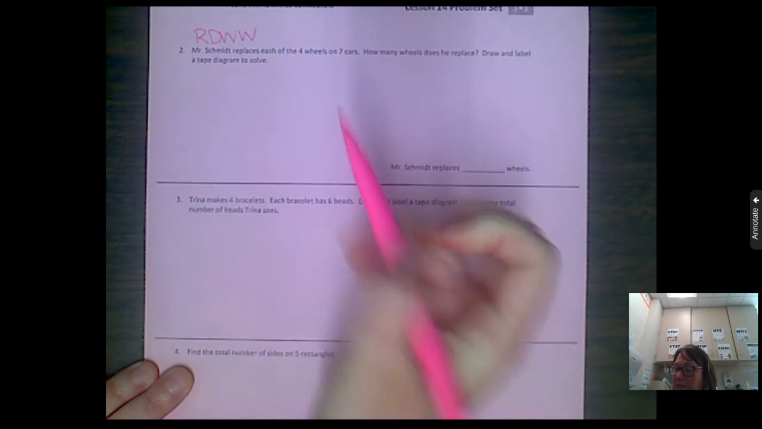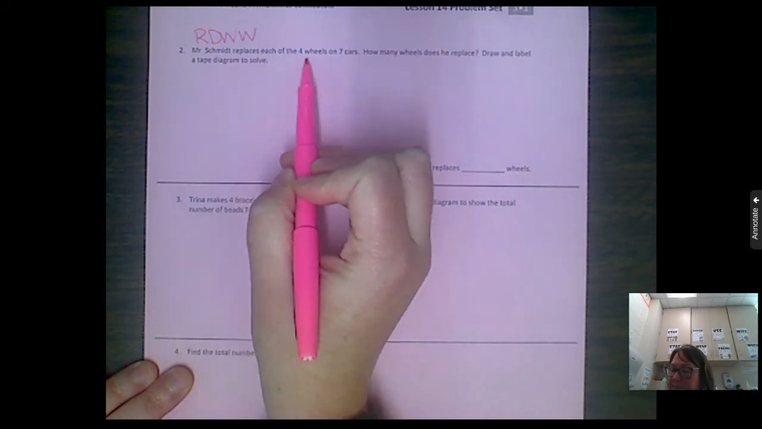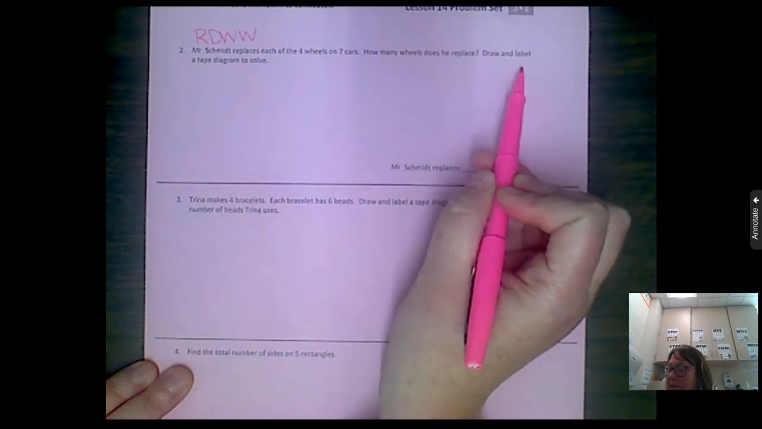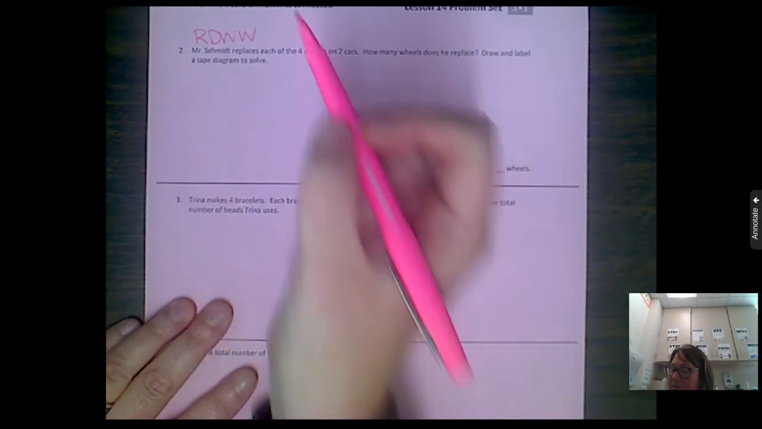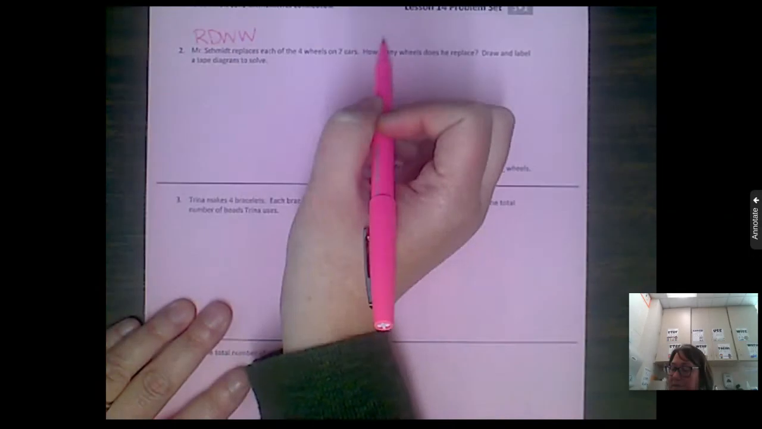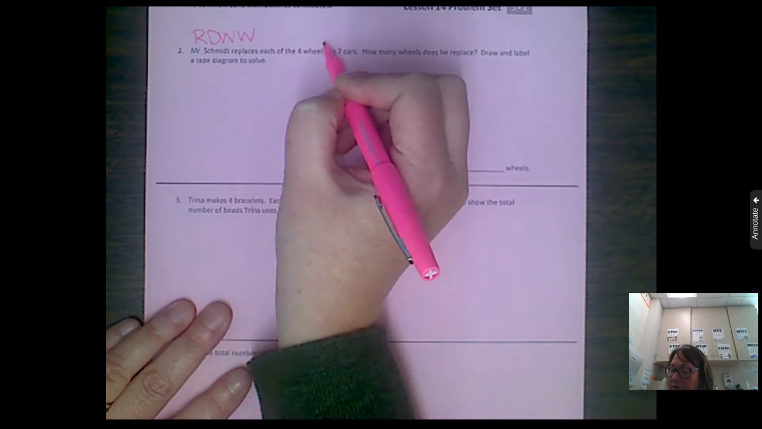All right, so it looks like we've got some word problems on the back. So the first one is going to be RDWW. Mr. Schmidt replaces each of the 4 wheels on 7 cars. How many wheels does he replace? Draw and label a tape diagram to solve. Okay, so Mr. Schmidt replaces each of the 4 wheels on 7 cars.